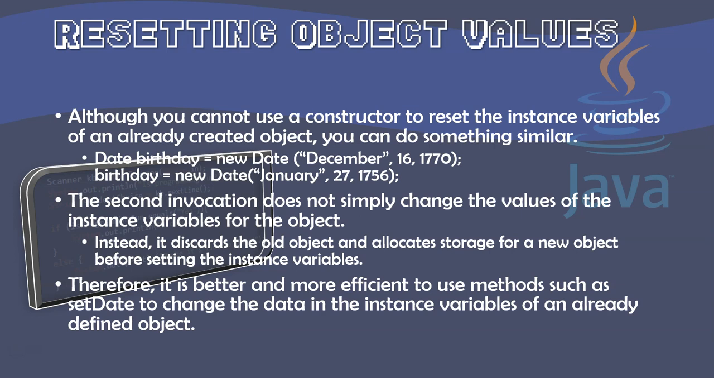Because of this first way that we're looking at here right now, with birthday = new Date, you're effectively reallocating memory space, and you have the other one just kind of floating out there waiting for the garbage collector to come along and clean it up. So it's better to use our mutator methods here rather than trying to just assign it a new value.